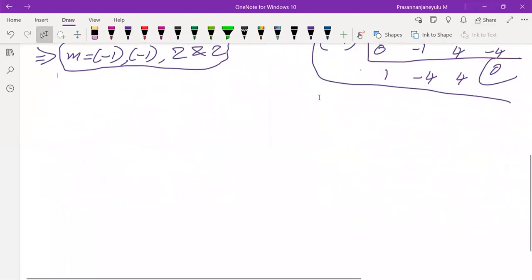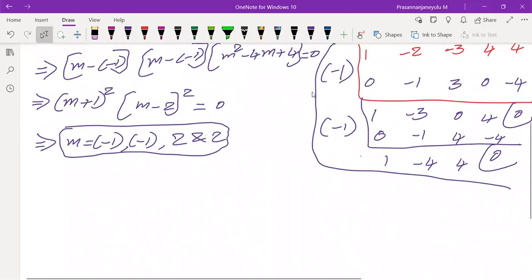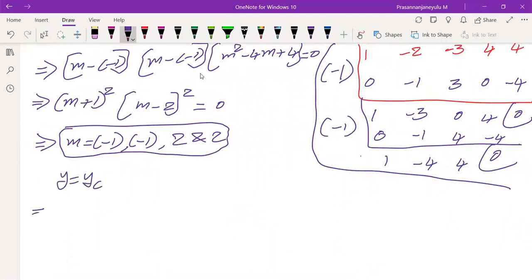But whenever we get the roots, what is the general solution? y equals yc. What is the general form of yc? C1 e power m1x plus C2 e power m2x plus C3 e power m3x plus C4 e power m4x. When do we have to use this formula? Whenever all the 4 roots are real and all the 4 real roots are different. That is the case. But here, all the 4 roots are not different. 2 roots are the same, and again 2 roots are the same.